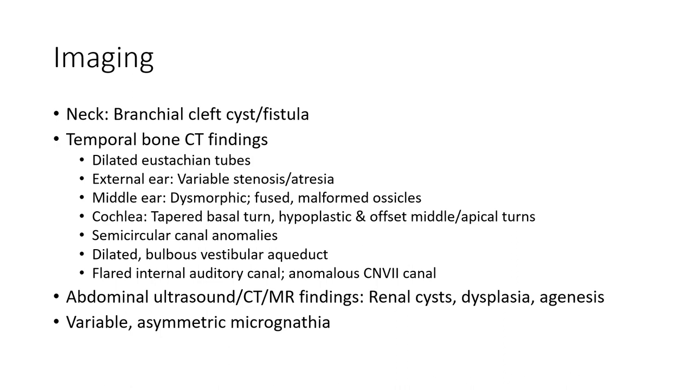Next, imaging findings. Branchial cleft cyst and fistula. Temporal bone CT: dilated eustachian tube, external ear canal stenosis or atresia, middle ear ossicle malformation, cochlea hypoplastic basal turn, hypoplastic and offset middle and apical turn, semicircular canal anomaly, dilated bulbous vestibular aqueduct, flared internal auditory canal, anomalous CN7 canal. Abdominal ultrasound, CT, or MR findings: renal cyst, dysplasia, agenesis, and asymmetric micrognathia.